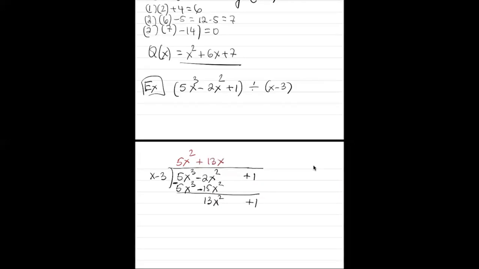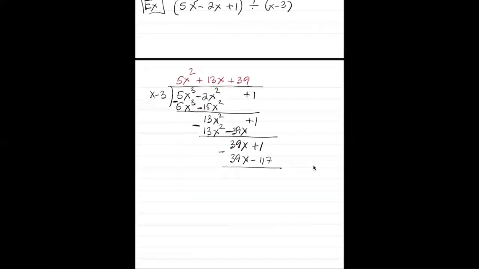Plus 13x. Multiply 13x times x, 13x squared, minus 13 times 3 is 39x. We're subtracting, so the first one cancels, and the negative becomes positive. So 39x plus 1, last step. What should we multiply x by to get 39x? Of course, 39. And 39 times x is 39x. 39 times negative 3 is negative 117. We're subtracting, so the first one cancels, and we have 118, which is our remainder.